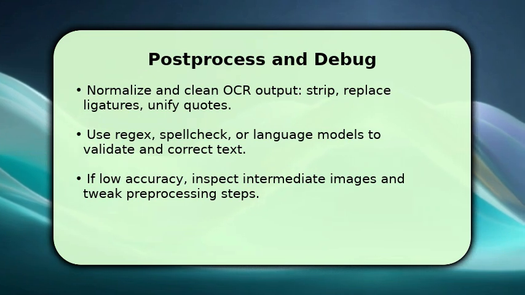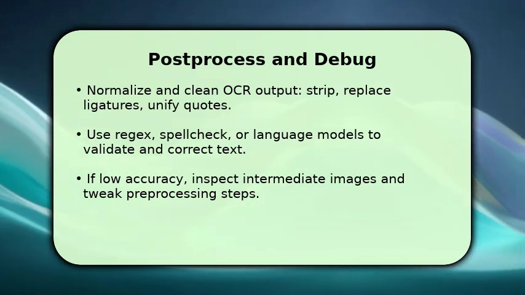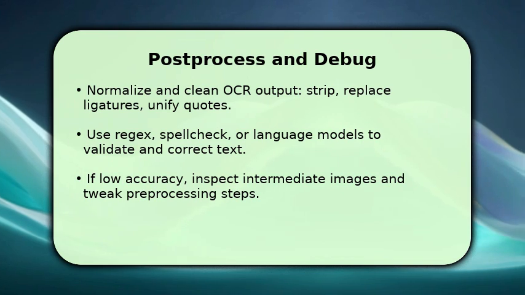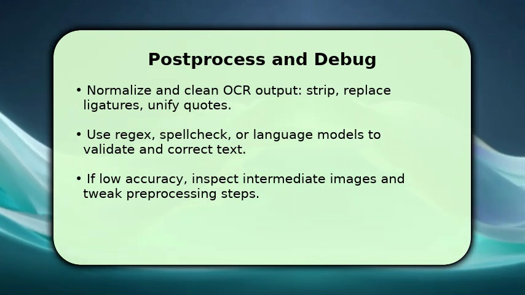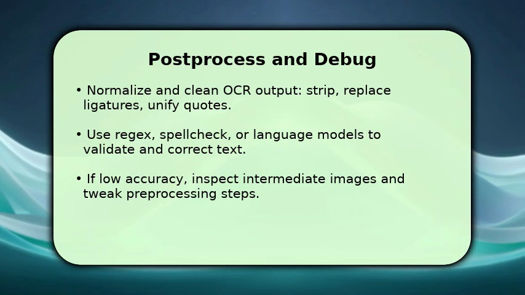If accuracy is poor, inspect the intermediate images you produced earlier. Adjust thresholding or denoising, and rerun. This inspection is the fastest troubleshooting method to locate the problem.